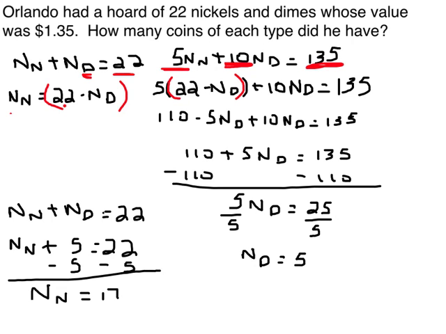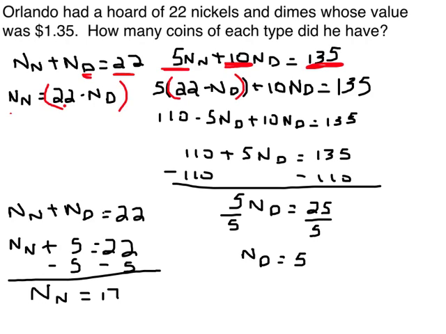When I do my distributive property, I see 5 times 22 is 110. 5 times negative ND is negative 5 ND, plus positive 10 ND equals 135. Combining my like terms, 110 plus 5 ND equals 135. Subtract 110 from both sides, and I find that 5 ND is equal to 25. So I know that the number of dimes is 5.